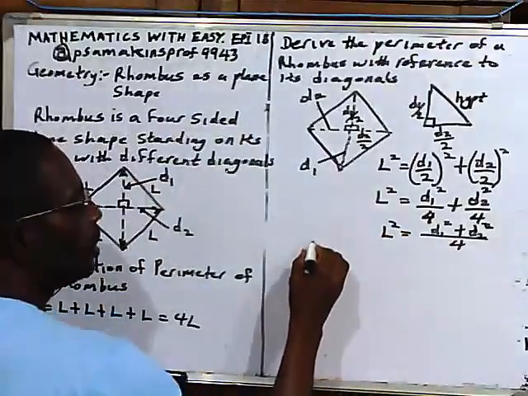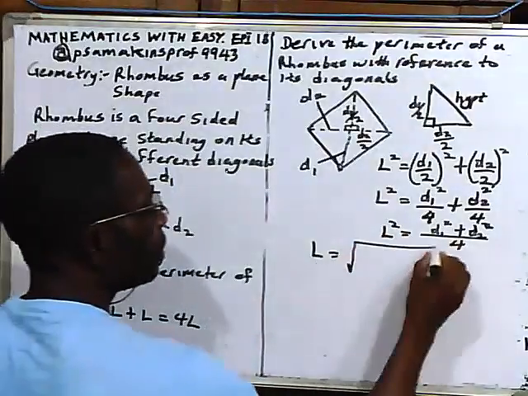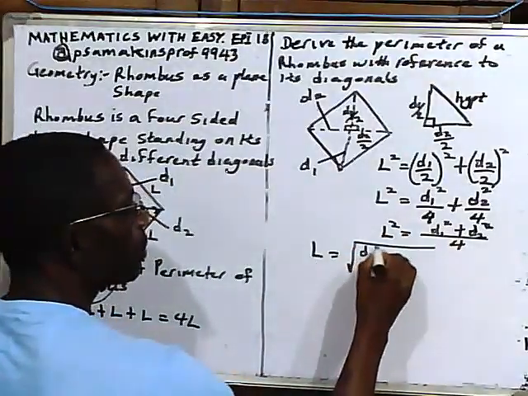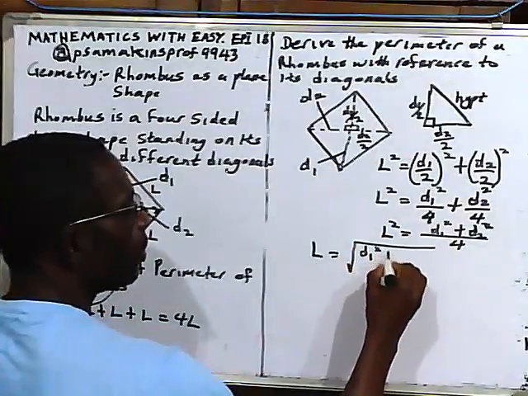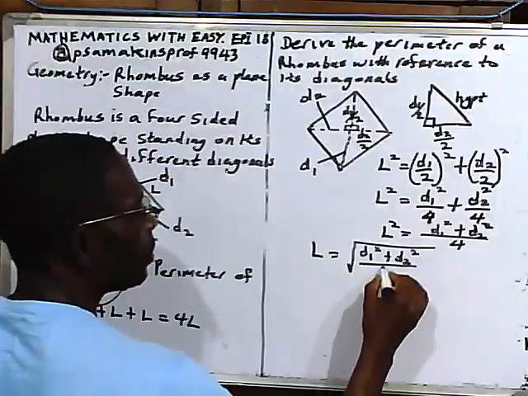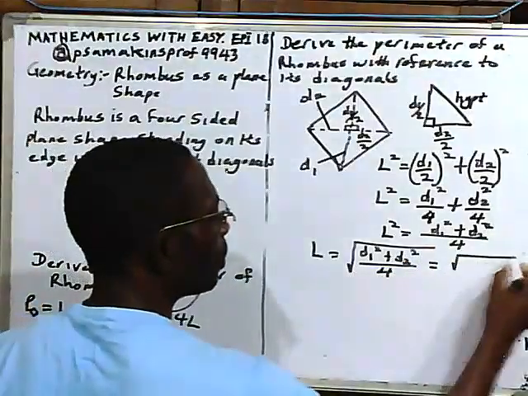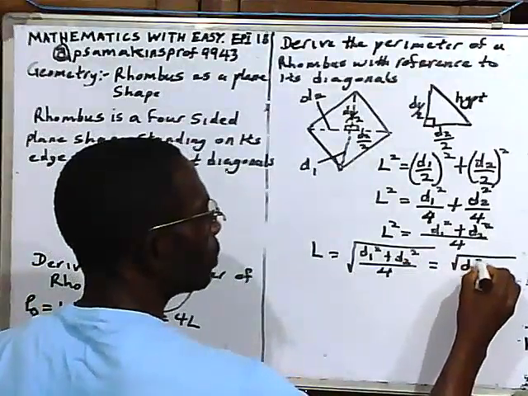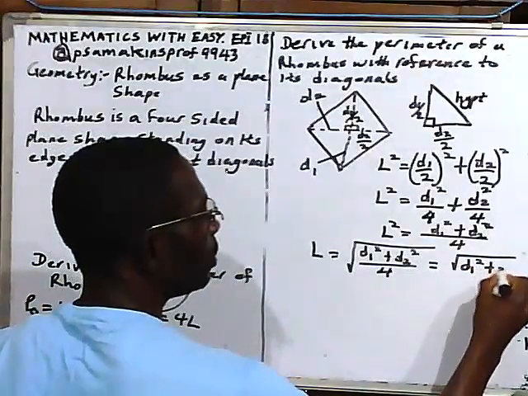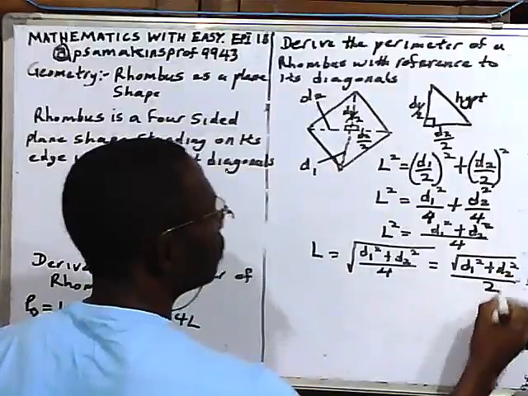Only what we need is L alone. That will be the square root of D1 square plus D2 square all over 4. If we find the square root, it will be the square root of D1 square plus D2 square all over 2.